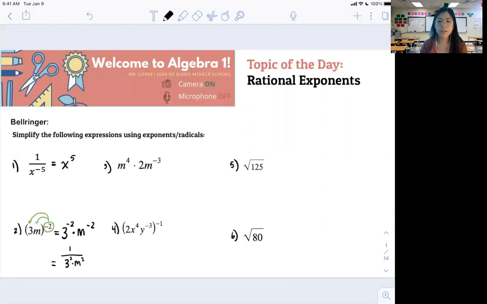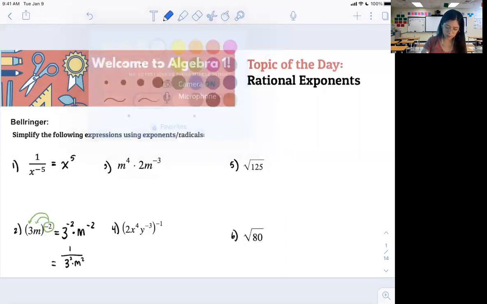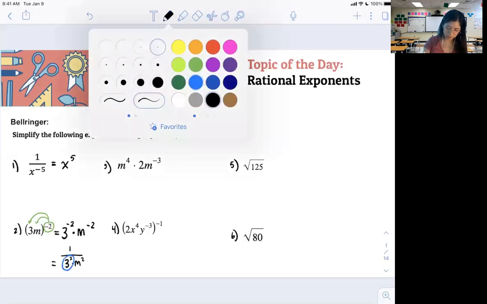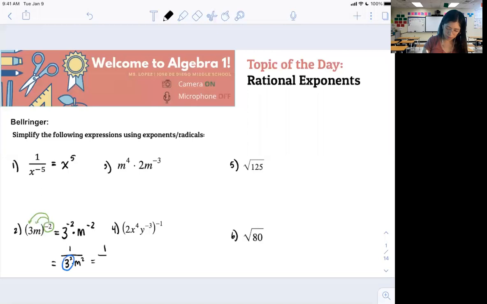What can I do in the last step? Yeah, let's simplify. So I can do 3 to the power of 2. 3 squared gives me 9. So I have 1 over 9m squared. Any questions on number 2?